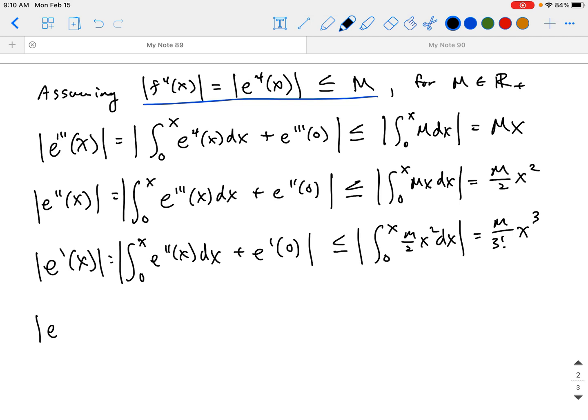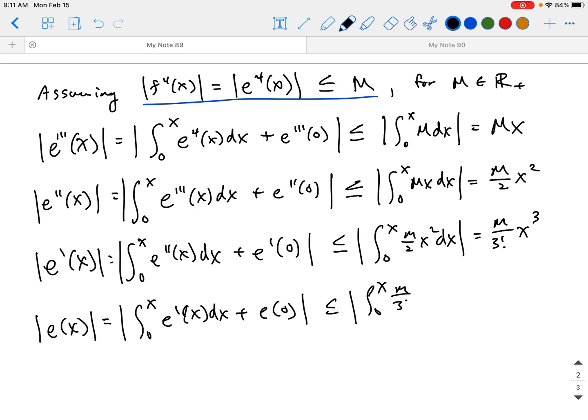And then finally, we get back to e of x. The bound for e of x is what we end up with here. This is going to equal the absolute value of the integral from 0 to x of e prime of x dx plus e of 0, which is less than or equal to the absolute value of the integral from 0 to x of m over 3 factorial x cubed dx, which is going to be m over 4 factorial x to the 4th.